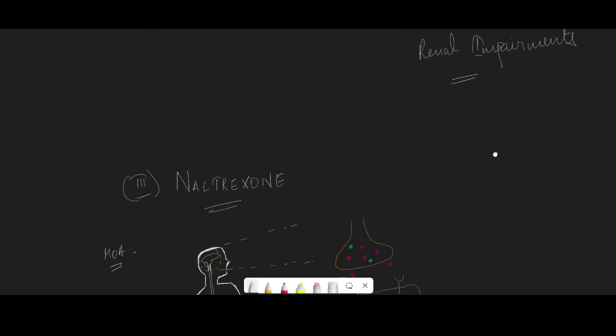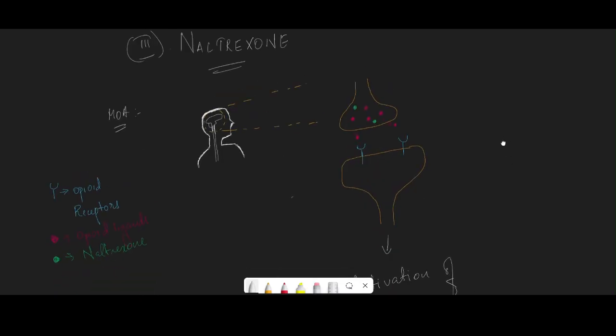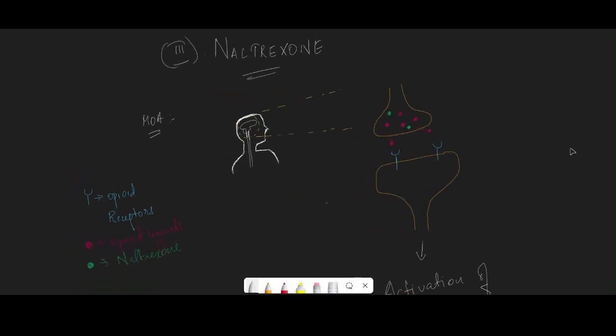Now coming to the third drug, the final drug, which is naltrexone. Naltrexone works in a completely different manner. So I'll tell you. This is the brain of the person. Imagine, let's just say this is my brain, okay? So you see this nerve over here. This is the presynaptic neuron. This is a synaptic cleft. And this is the postsynaptic neuron.